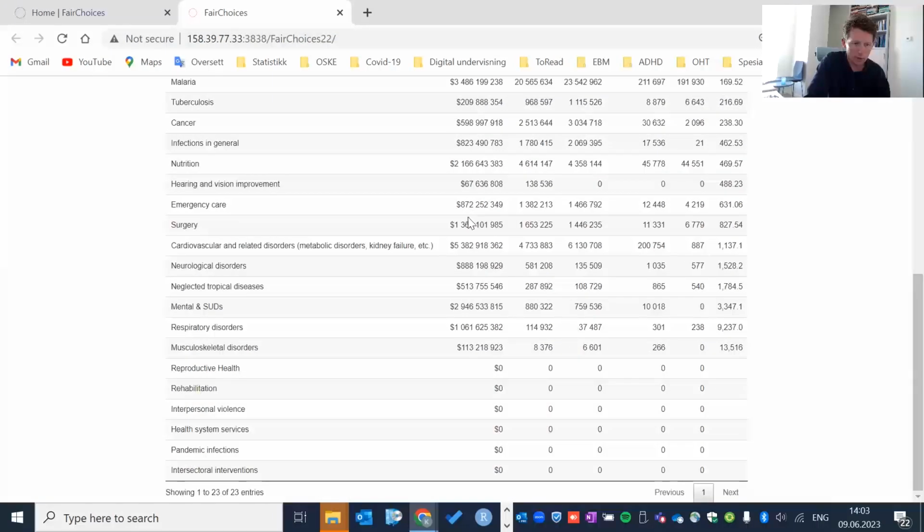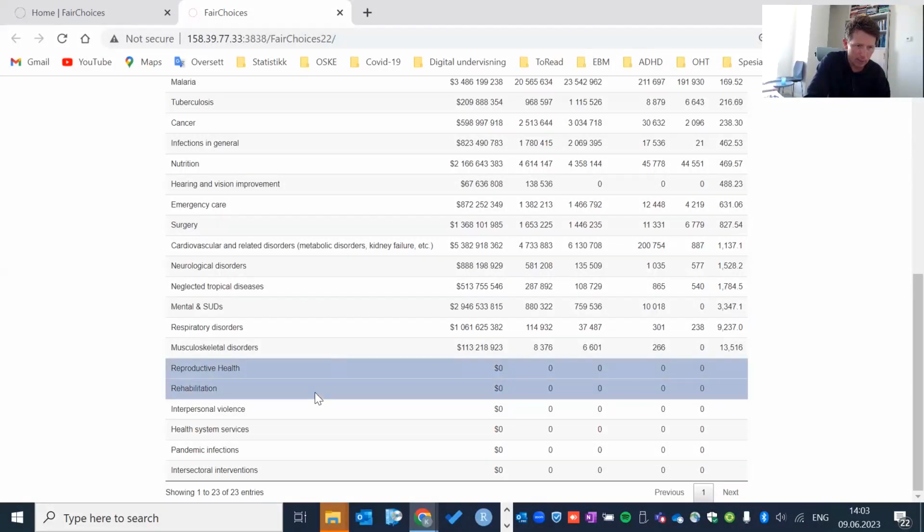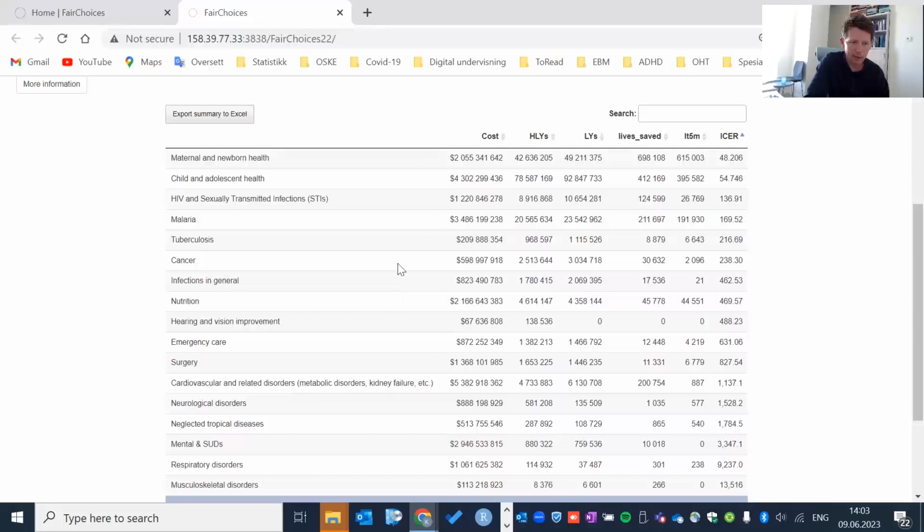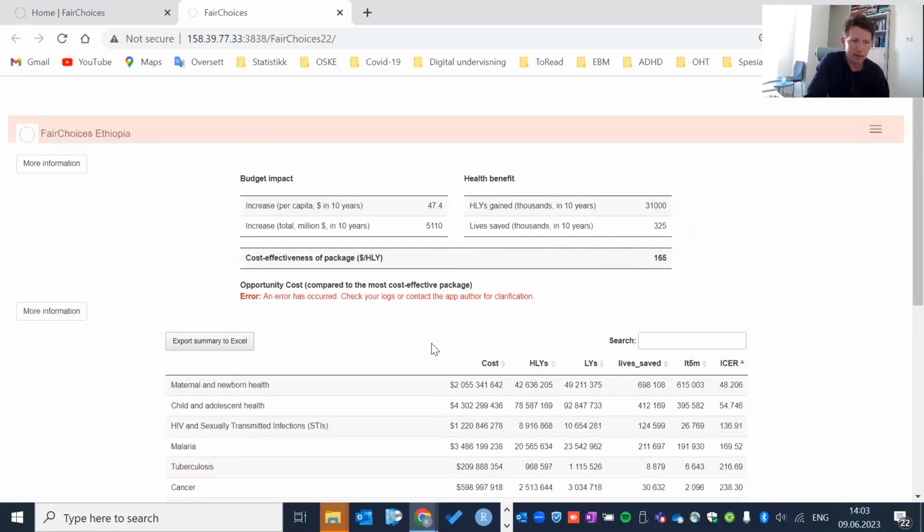This is also information about cost. And you can see in this version now we have some interventions with zeros. That is basically because we think these interventions are too important to be left out. But at the moment, we have not had capacity to analyze those. So you will see zeros when you look at these interventions in the league table. But for the interventions in the other programs, we have done analysis.